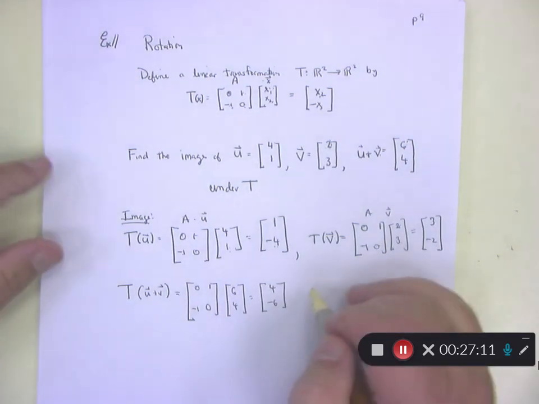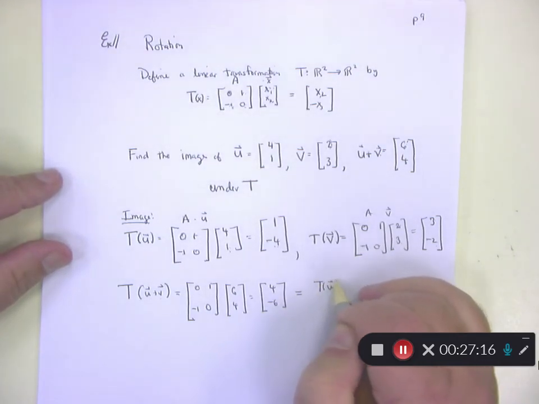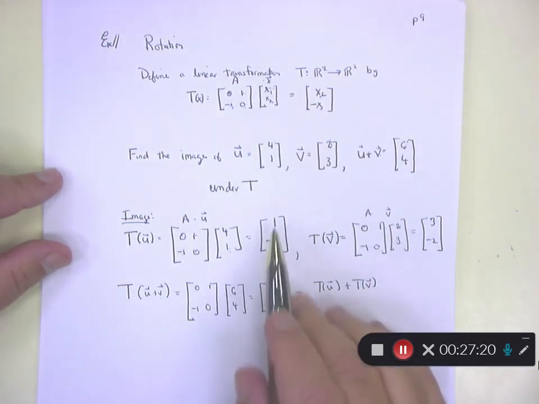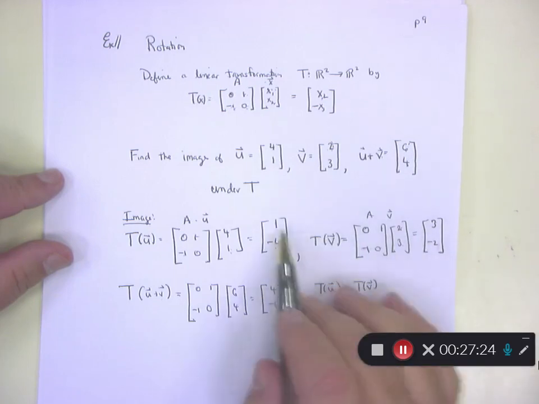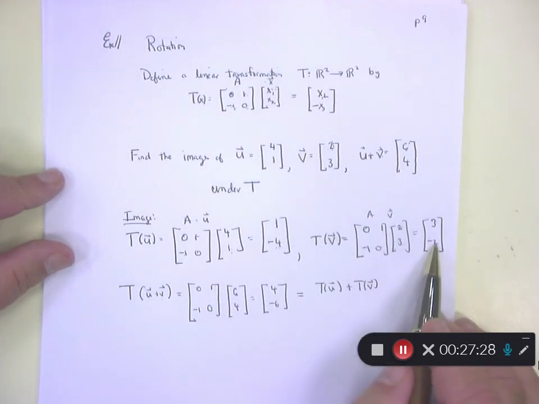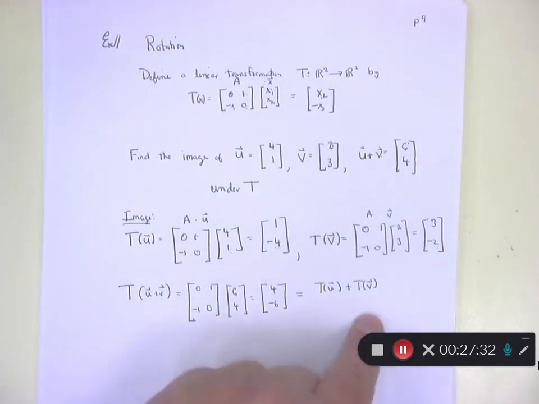But if you look at this, wouldn't that be the same thing as T of u plus T of v? What is (1, -4) plus (3, -2)? 1 plus 3 is 4. Negative 4 plus negative 2 is negative 6. And the reason I get this is because I told you T was a linear transformation.